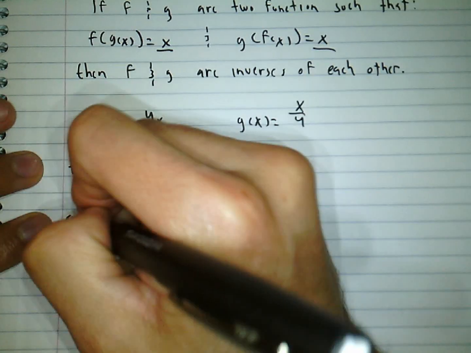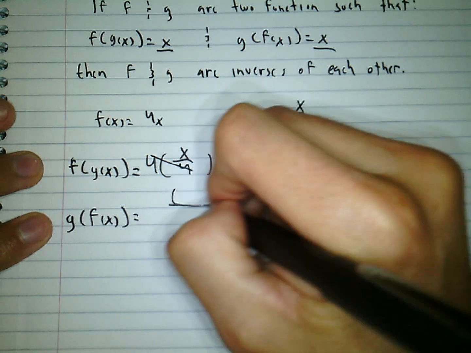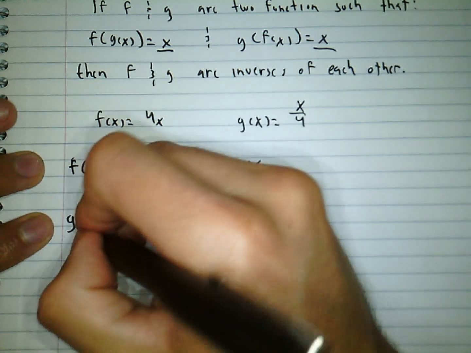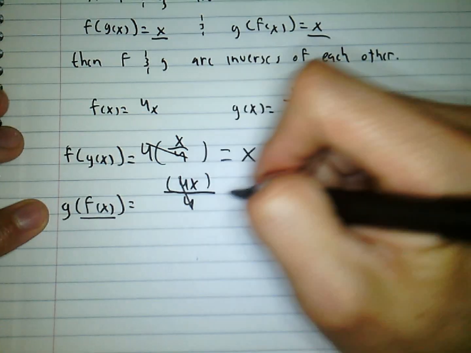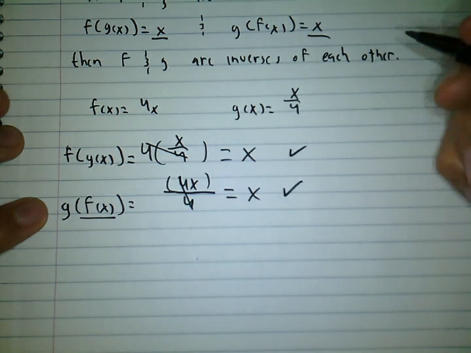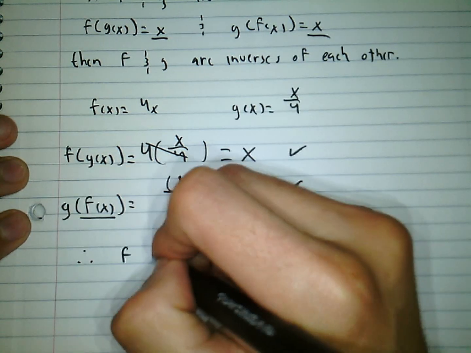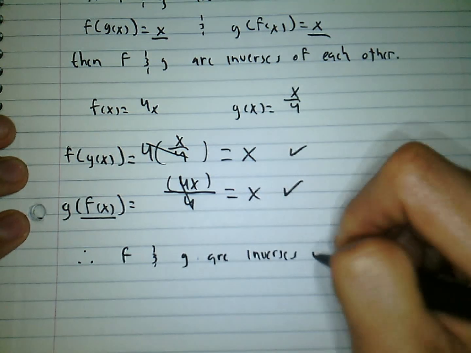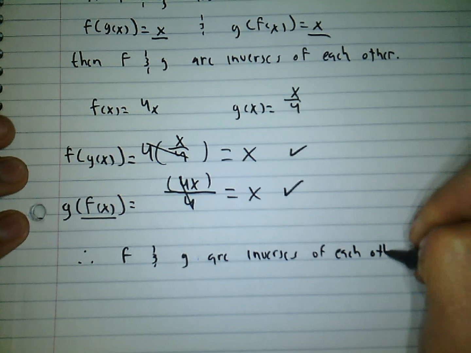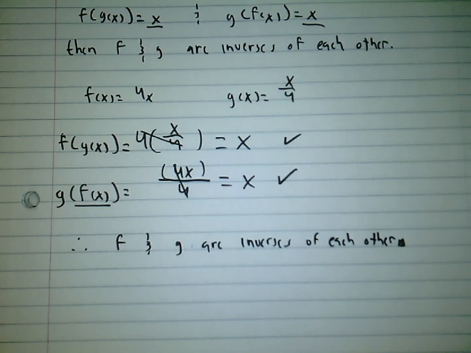Now I'm going to do g of f of x. So the g function, instead of x, I'm going to use parentheses. I'm going to put a 4 here. Inside the parentheses, I'm going to put the other function, which in this case is 4x. The 4's cancel out, and it gives you x. So the fact that they're both giving you x means that f and g are inverses of each other. So there you go. 3 ways for you to verify that two functions are inverses of each other.